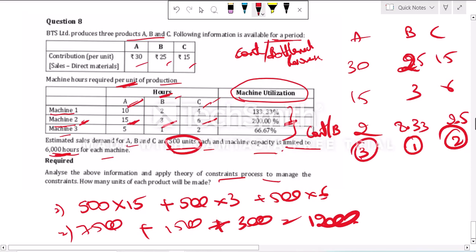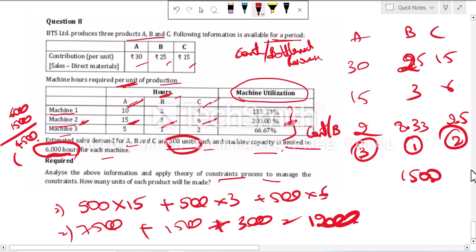Using the 6,000 hours, here they have given each will have 6,000 hours. So first we will try to produce B. Each 500 units of B are required, and each unit requires 3 hours of machine. So 1500. Next, see here I will write 6,000 are there. We have consumed 1500, means how much is left? 6,000 minus 1500, 4,500.